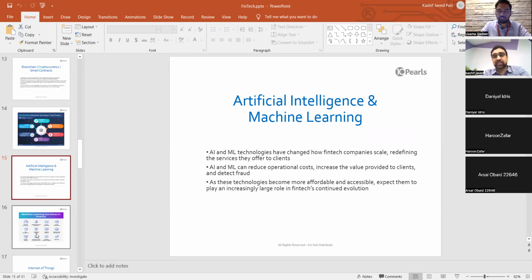So, artificial intelligence and machine learning. As I mentioned earlier, this is making a huge change in the financial industry. Why? Because artificial intelligence and machine learning concepts are not new, but for the financial industry, this is something new.